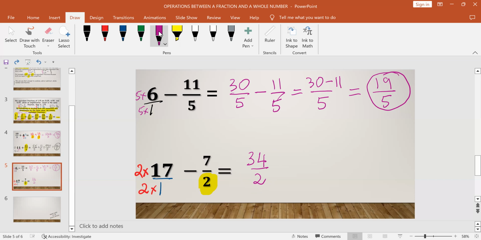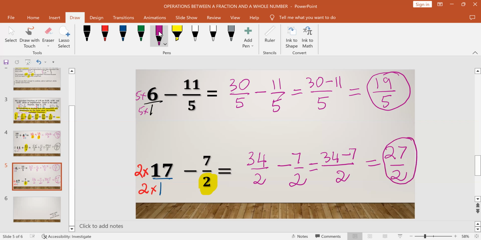That's why we call it an equivalent fraction. Now I have 34 over 2 minus 7 over 2. And again, because we have the same denominator, what we'll do is 34 minus 7, divided by 2. And 34 minus 7 is 27, divided by 2. Can we simplify 27 over 2? No, so we leave it in this form.